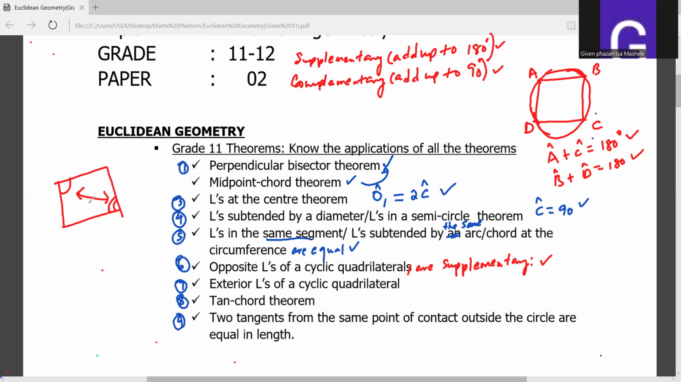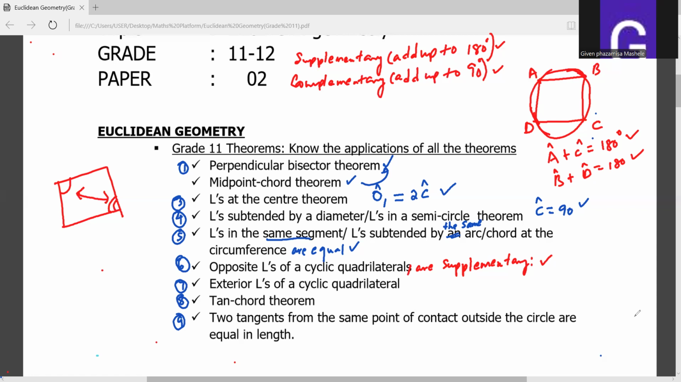So it's very important for you guys to understand these theorems. Even if you do not know how to prove them for now, understanding what you're doing will make it easier for you to answer the questions. Opposite angles of a cyclic quadrilateral are supplementary, which means they add up to 180 degrees.